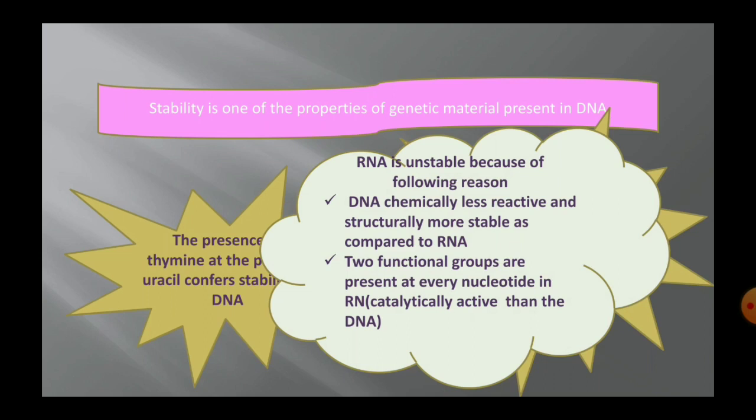Because in case of RNA, each nucleotide has two functional groups, that is two hydroxyl groups. If any molecule has more functional groups, it is more reactive and highly unstable, whereas the nucleotide of DNA consists of only one functional group. That's why it is less reactive and more stable. So when you compare DNA and RNA, DNA is a more stable genetic material than the RNA.